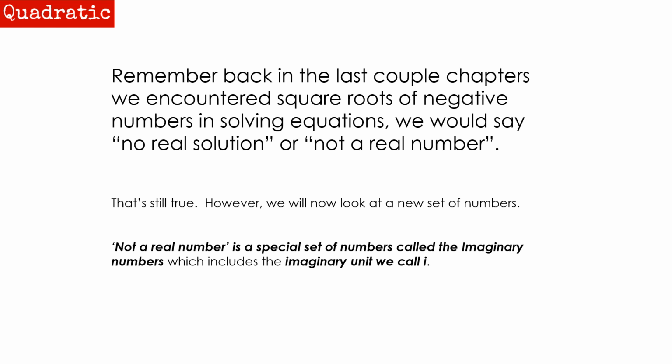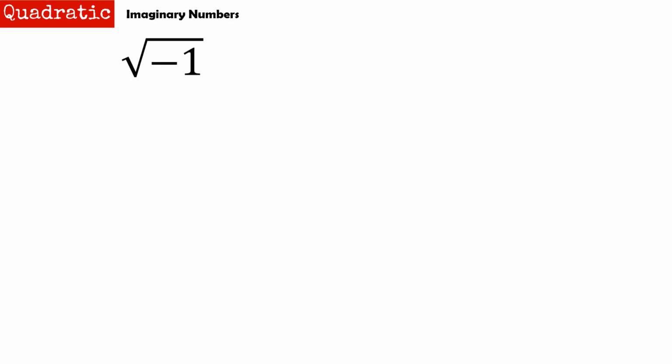Not a real number is a special set of numbers called the imaginary numbers, which includes the imaginary unit we call i. Yep, that's pretty imaginary, isn't it? So what is an imaginary number? If I take the square root of -1, we would say there's no real solution or no real number. But actually, it equals i. That's the imaginary unit.